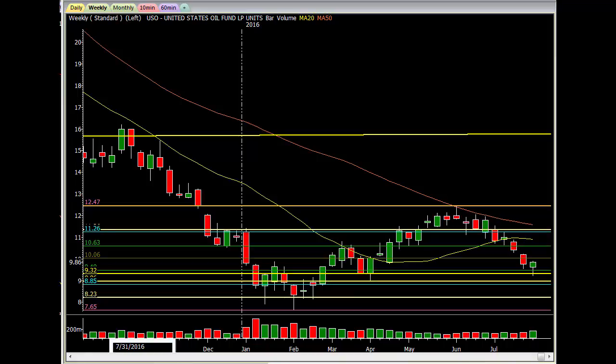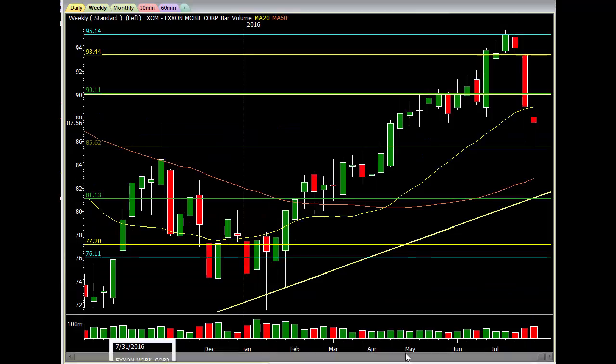If it does go lower, though, I think we're going to hit the 885 and then double bottom. And I think we could go a little bit lower, possibly to 664. So write that down, 664. That's USO. Let's go into ExxonMobil real quick.